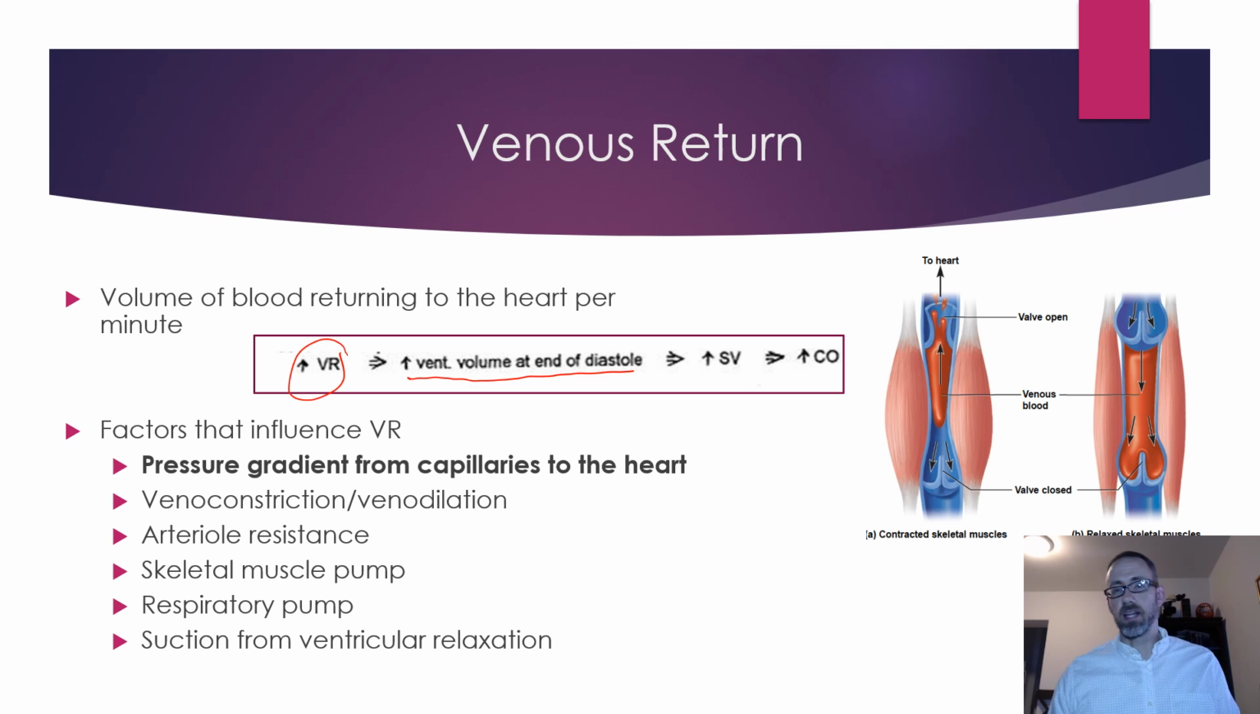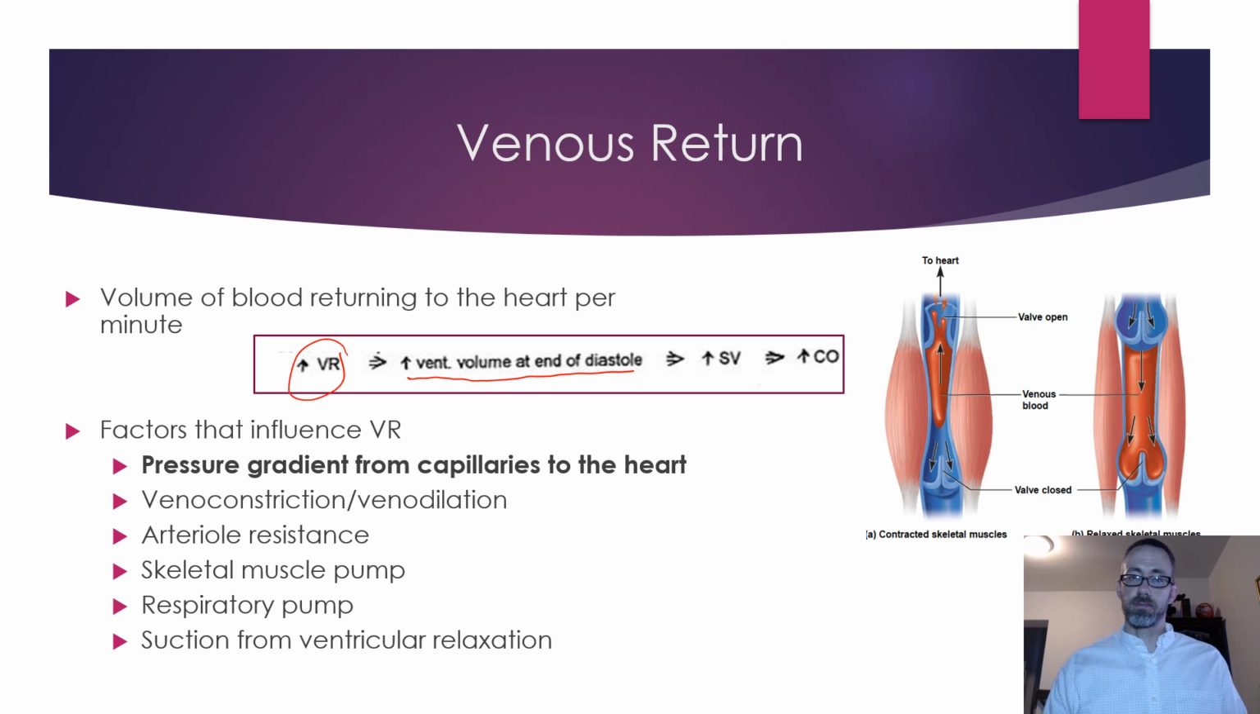Venoconstriction, venodilation. Veins do have some muscle, so they can contract a little bit. When they contract, that can actually propel blood back towards the heart. So that's a mechanism that can be used. Venodilation would be the opposite: the vein relaxes, which makes it more compliant and able to hold on to more blood, and it would be less likely to return to the heart then.